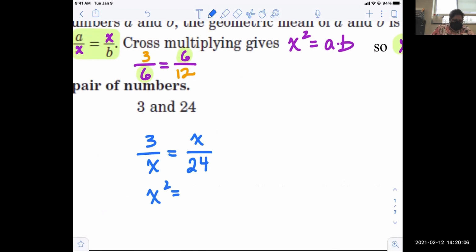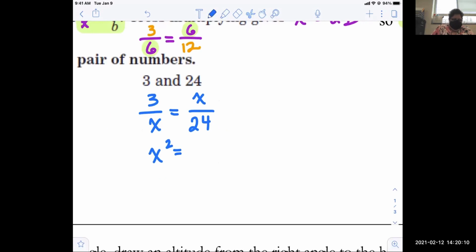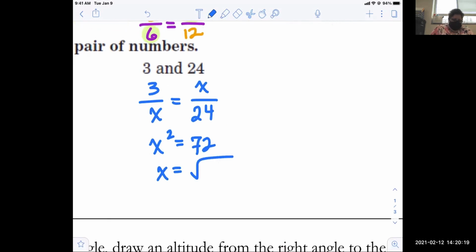X squared equals 72. How does that break down? There's a bigger one. Square root of 8 breaks down again, so we can do that. Square root of 9, square root of 8 would be 3 root 8, but 8 has to break down again.